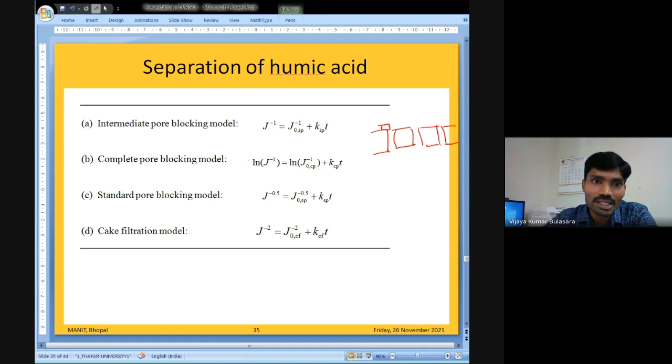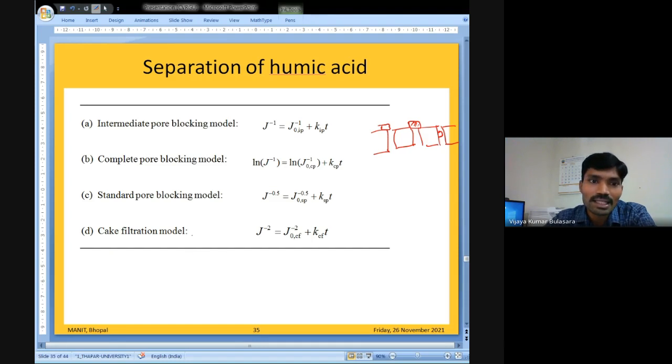Similarly, complete pore blocking model. In this model, some of the pores are completely blocked by the solute particles, whereas others are unaffected. And in the standard pore blocking model, the particles are smaller than the pores and they enter into the pores of the membrane, and they cause blockage to the flow of the solvent.